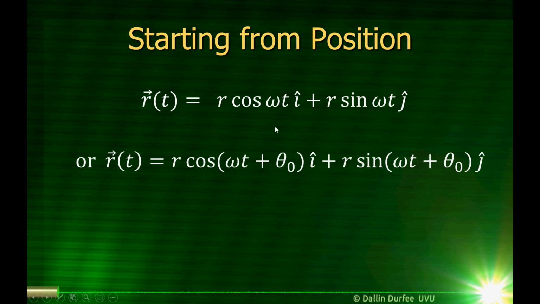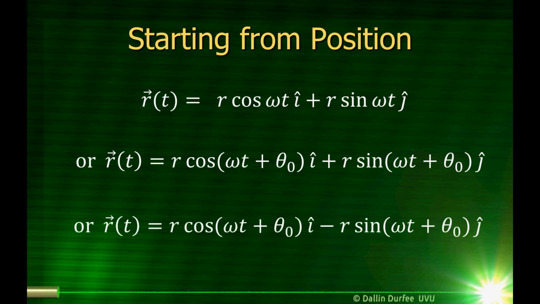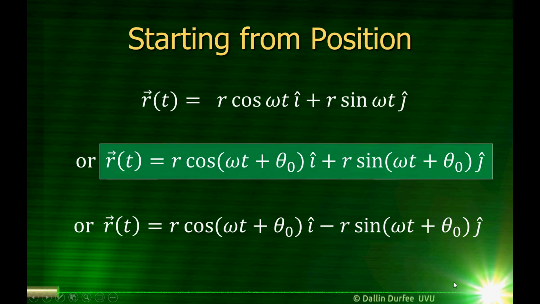Let's give ourselves some more flexibility by putting a little theta naught in here, so that by changing theta naught, we can change the position of the object on the circle at time t equals 0. We also might want to consider an object going the other way, so maybe we want to put a minus sign here to make something go clockwise rather than counterclockwise. But it turns out we don't need to do that. We'll just go with this function, because I can make it go in the opposite direction simply by changing the sign of omega.